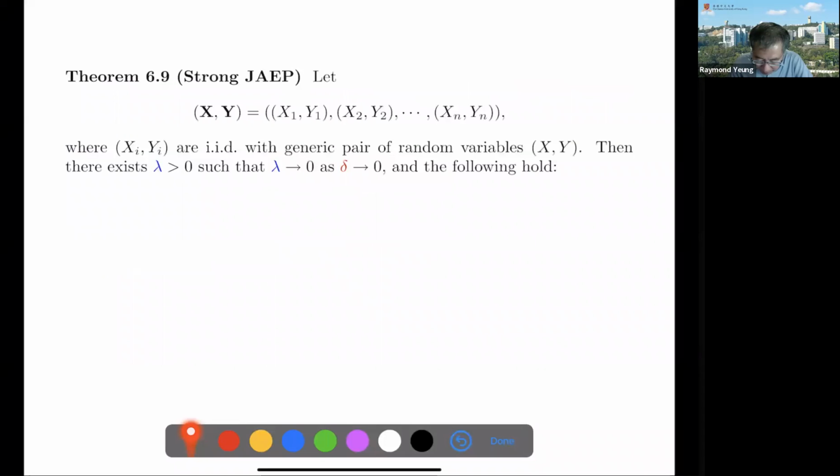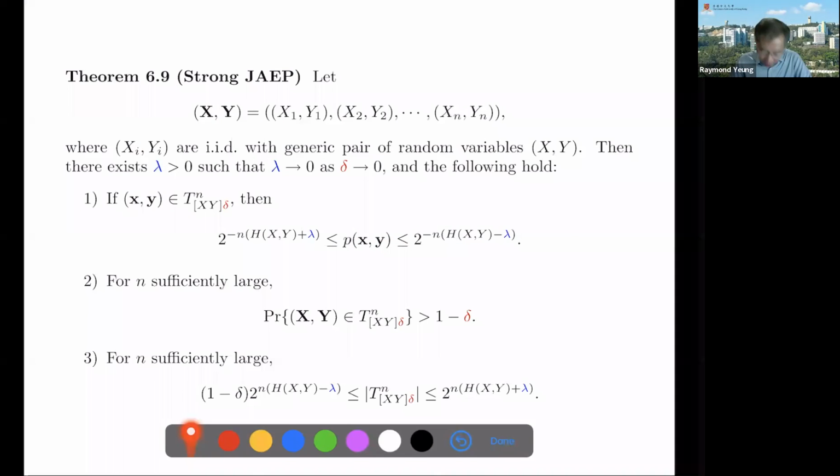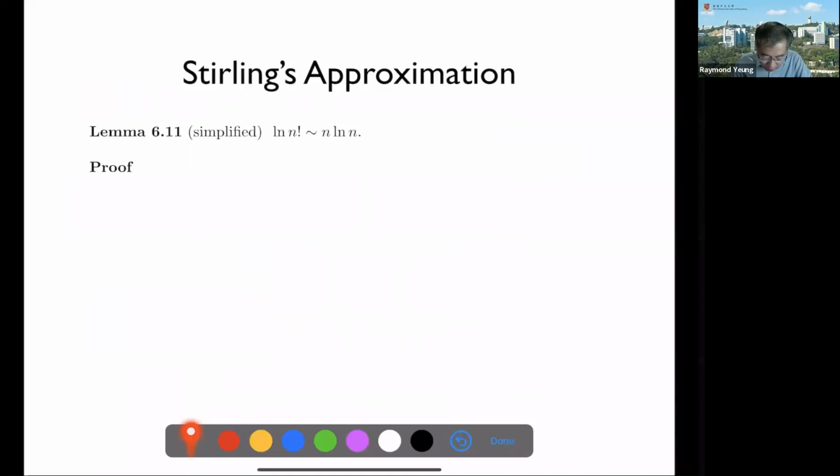Okay, here's the joint AEP. Actually, it's the same thing as the original AEP, except that we replace X by a pair of sequences X, Y, and also a pair of random variables X, Y. There's nothing new in the strong AEP. So what is really new is the next one. It's something that we're going to talk about, called the conditional AEP.